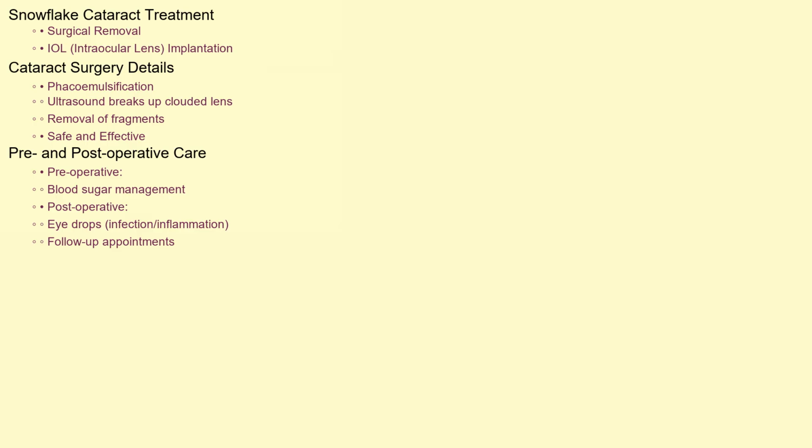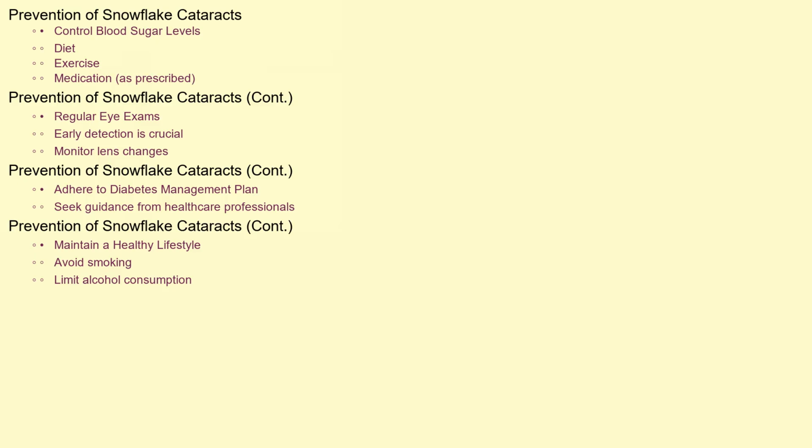Before surgery, careful management of blood sugar is crucial to optimize outcomes and minimize the risk of complications. Post-operative care includes using eye drops to prevent infection and inflammation, and regular follow-up appointments with the eye doctor to monitor healing and visual acuity. Prevention of snowflake cataracts primarily involves strict control of blood sugar levels in individuals with diabetes. This can be achieved through a combination of diet, exercise, and medication, as prescribed by a physician. Regular eye exams are also crucial for early detection and monitoring of any changes in the lens.